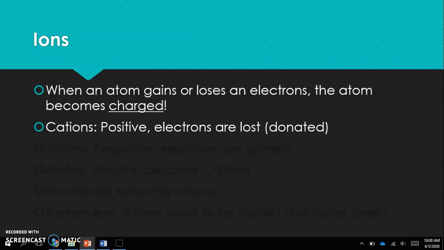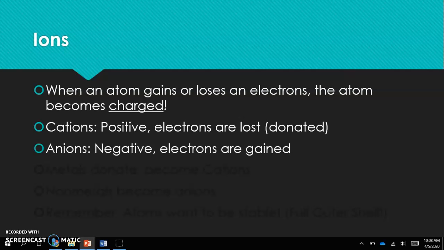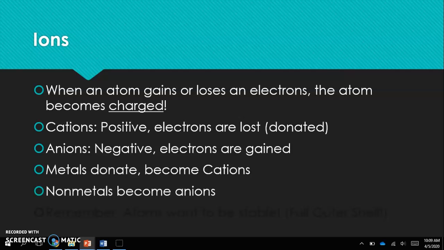So remember the way to remember this. Cats have paws, right? Cations are positive. Anions are negative. That's going to be our indication that electrons have been gained, right? Because again, electrons have a negative charge. So if an element is taking on electrons, it's going to become more negative, right? Metals on our left-hand side of the table donate and become cations. So they become positive, okay? And then our nonmetals become anions because they take on electrons.